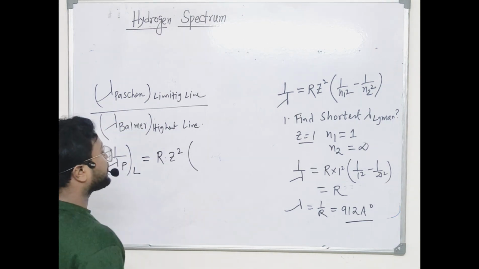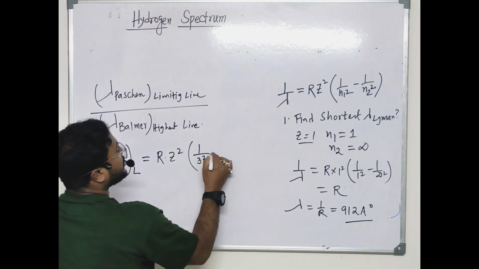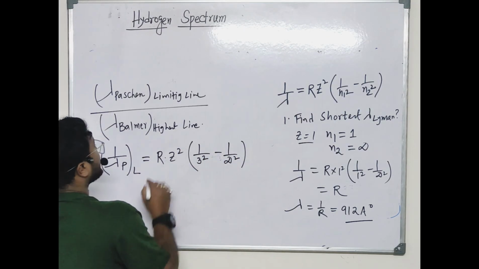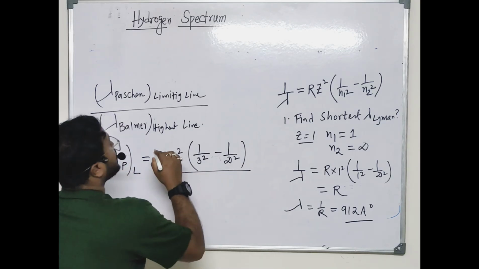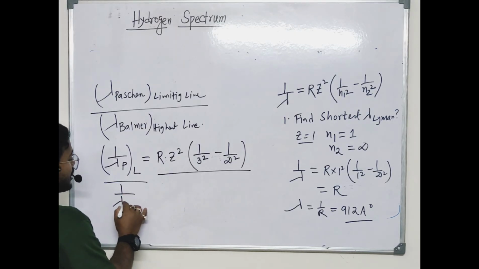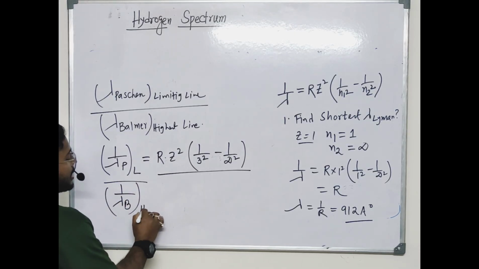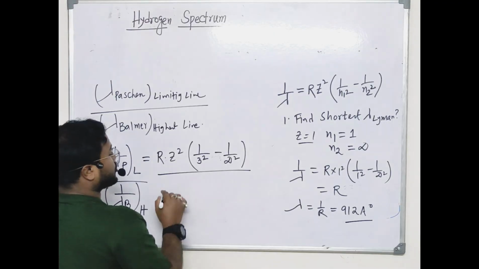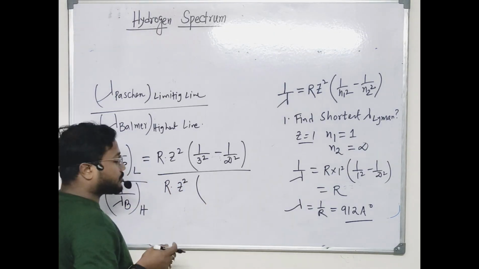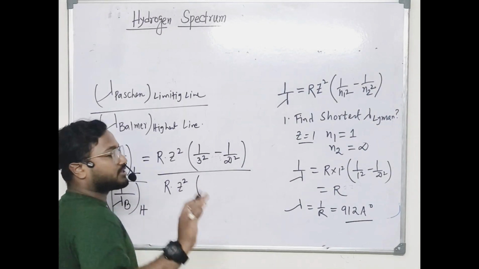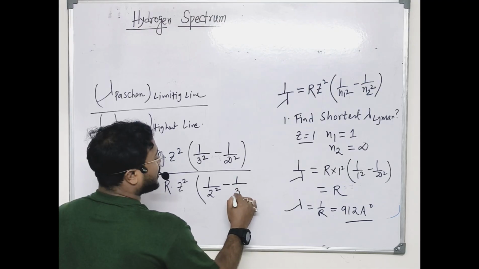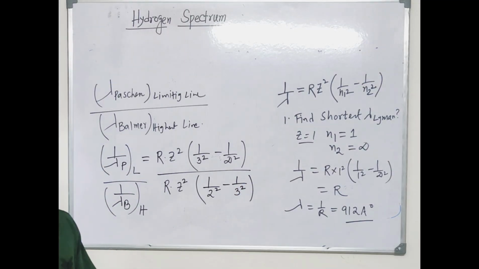So value is 3. So 1 by 3 square minus limiting line 1 by infinity square, divided by, I am going to take lambda Balmer, highest line I am going to take. So this is 1 by lambda Balmer. I need to take highest line. So it is going to be R into Z square into 1 by n1 square. Balmer series, Lyman, Balmer, it is the second spectral line series. So 1 by 2 square minus 1 by 3 square. That will be the format to calculate.